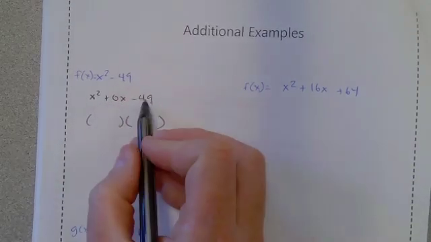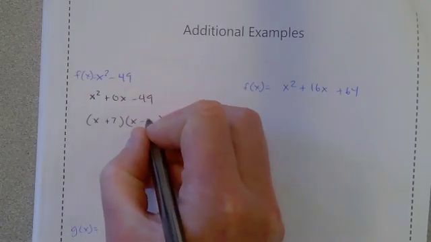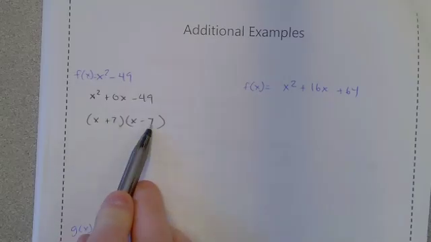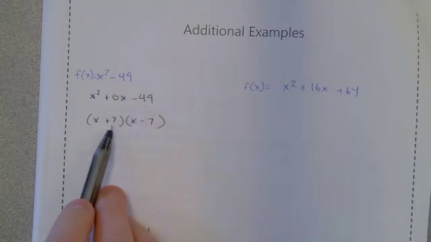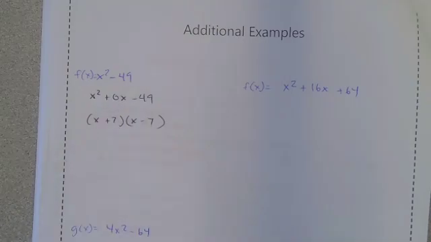Well, 49 is a perfect square. If I square root it, I get x plus 7 and x minus 7, because positive 7 times negative 7 is negative 49, and 7 plus negative 7 makes 0. Question?